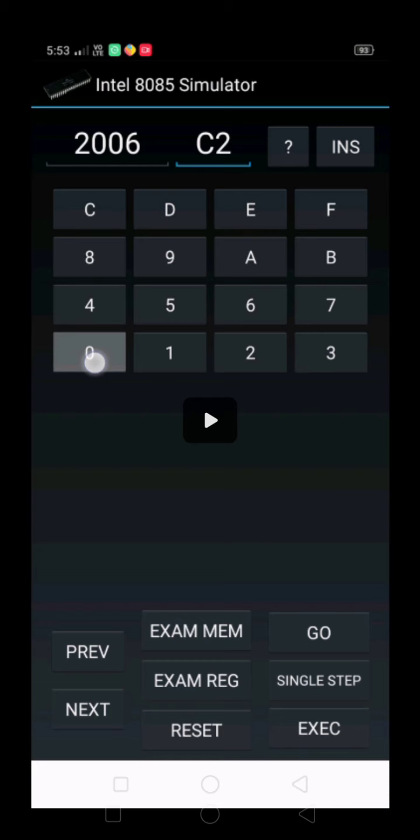2050 has 03, our first input data, and 2051 has 09, our second input data. This is 00, the remainder on memory location 2052, and this is 03, the quotient on memory location 2053. This is our output. 00 is the remainder and 03 is the quotient.